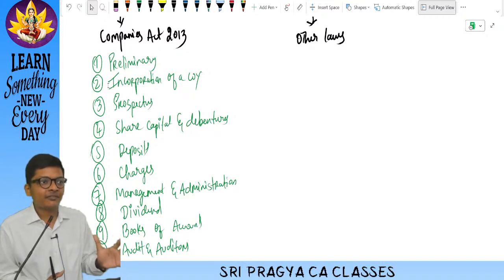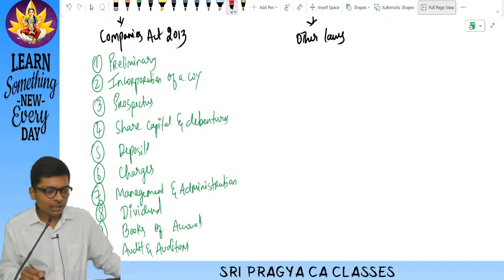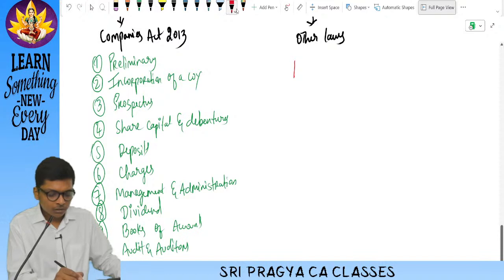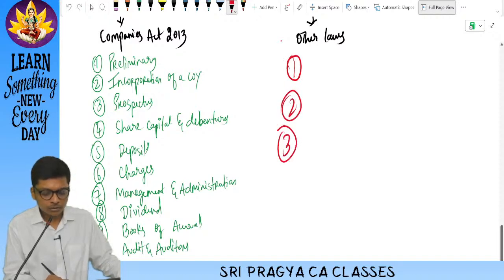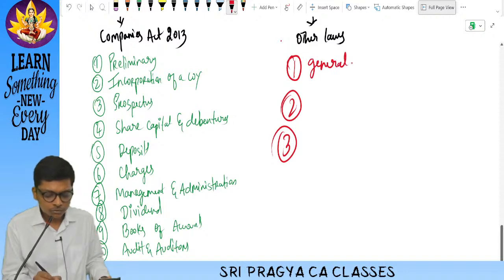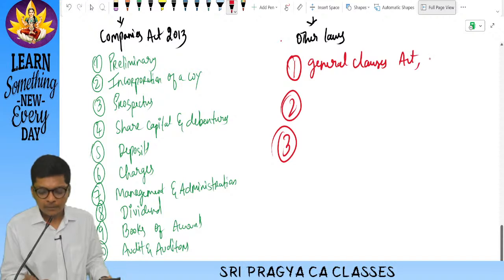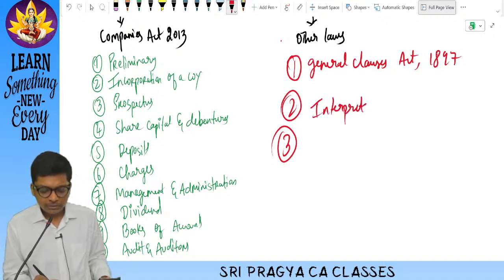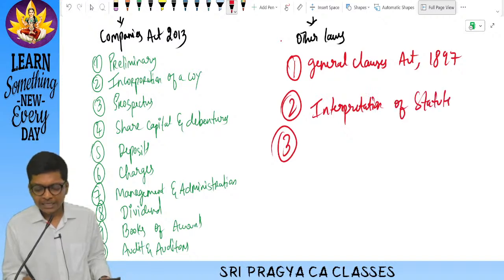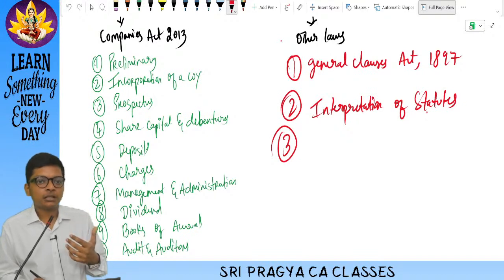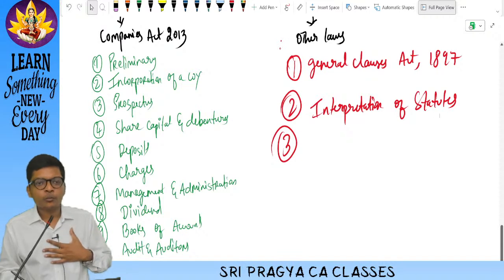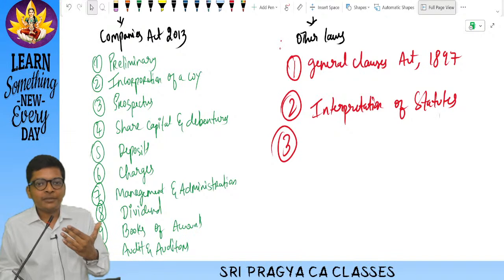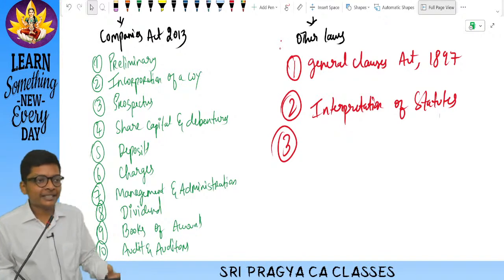How Companies Act is structured, why we have these chapters. And in other laws, guys, we have 1, 2, 3. First, we have something called General Clauses Act 1897. We have something called Interpretation of Statutes. These two, I will take it up very late in our class. Very important. It tells you basically how to read law. I will be teaching you those chapters without teaching you that. Later I will go and summarize them in a different way.